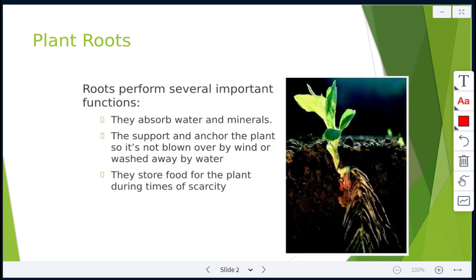Okay, so the plant roots perform several important functions. First of all, they absorb water and minerals. They also support and anchor the plant so that it doesn't get blown over by the wind or washed away by water. And they also store food for the plant during times of scarcity.